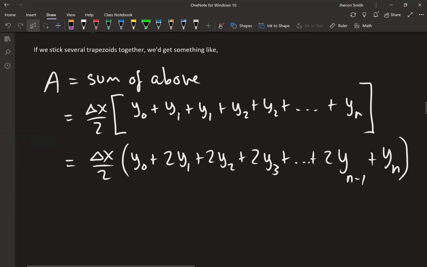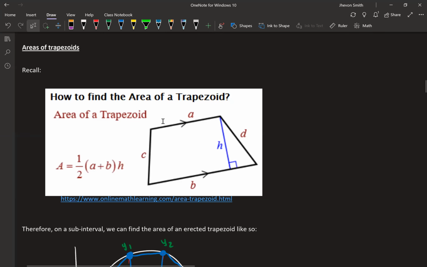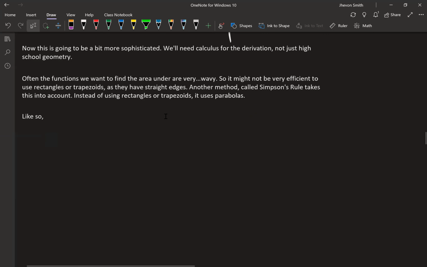So there's no high school geometry formula for that. The nicest way to find the area under a parabola will be using calculus, so that's what we're going to do.